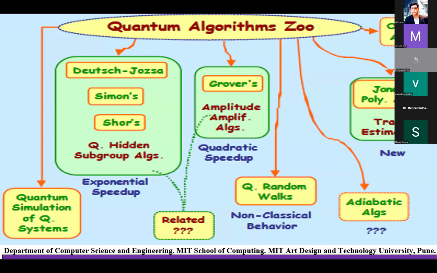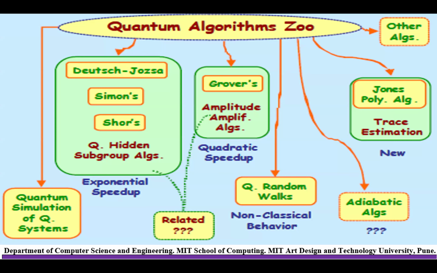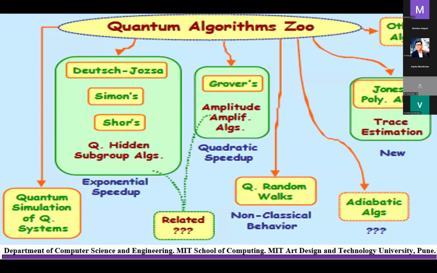This image, as you can see here, is a quantum algorithm zoo that categorizes various quantum algorithms based on their characteristics and speedups. 1, exponential speedup, we've got the Deutsch-Jozsa, Simon's, Shor's, quantum hidden subgroup algorithms. 2, quadratic speedup, Grover's amplitude amplification algorithms. 3, quantum simulation of quantum systems. 4, non-classical behavior includes quantum random walks.